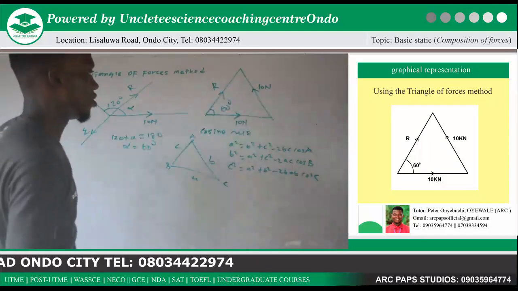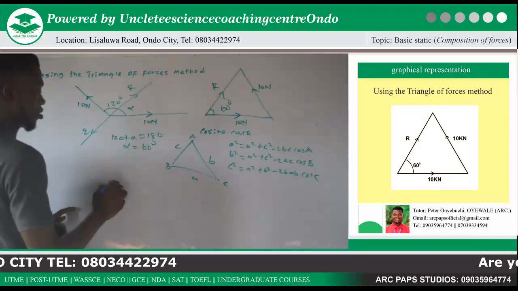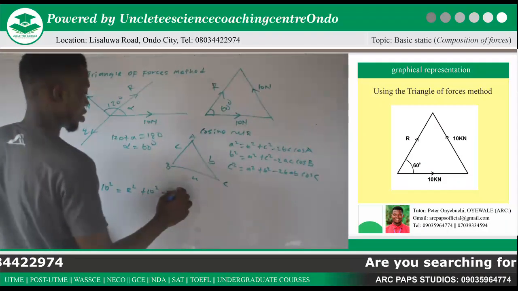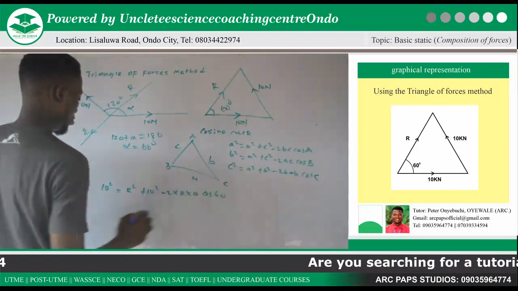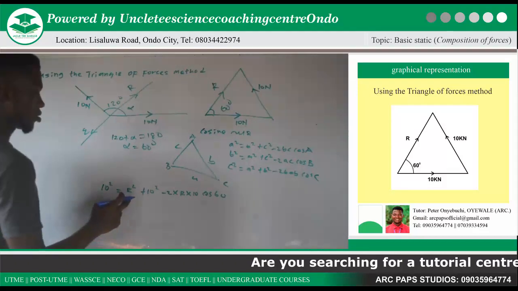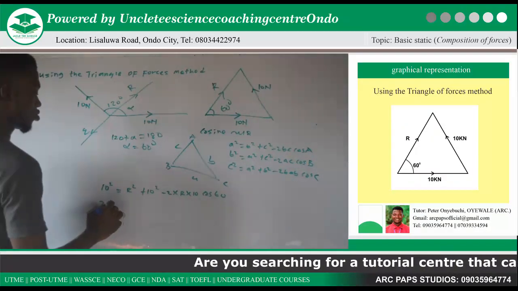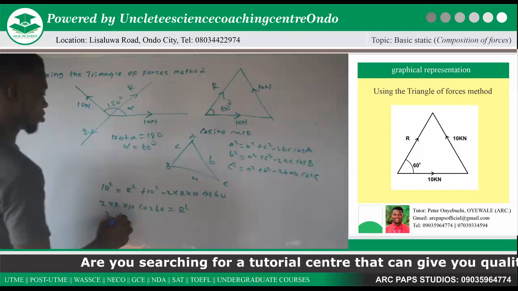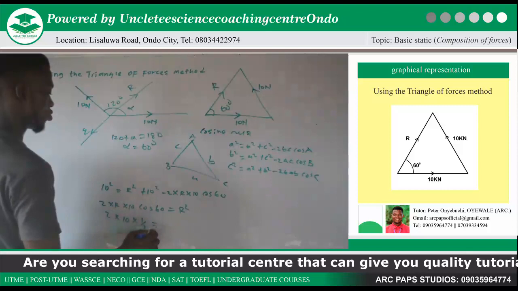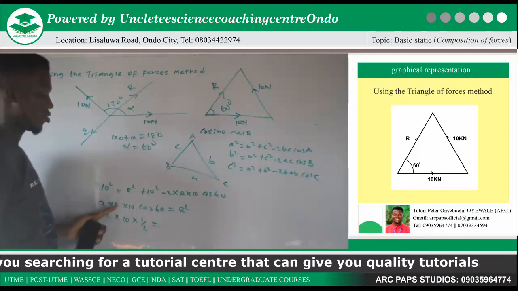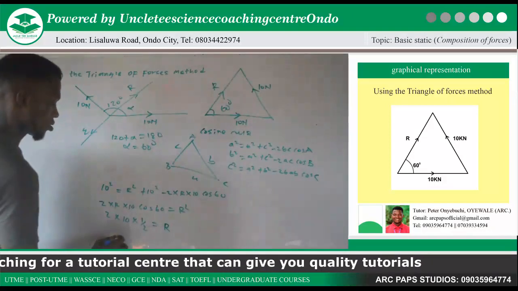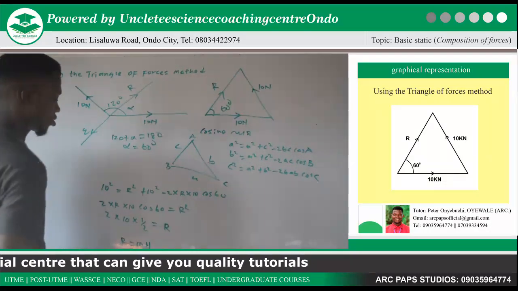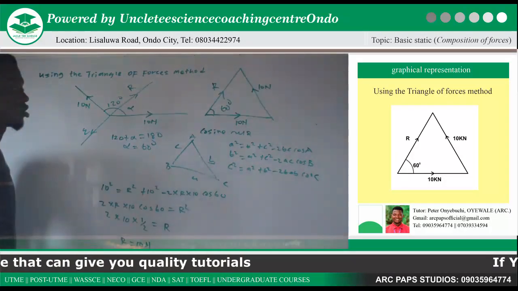So I'm going to be using the idea of this. Now, 10 squared equals r squared plus 10 squared minus 2 times r times 10 cos 60. Now 10 squared minus 10 squared is 0. We bring these to the other side. 2 times r times 10 cos 60 is equal to r squared. Cos 60 is 1 over 2. If we remove one r from this, it will give us our resultant. The 2 cancels the 2, so r is 10 times 1, which is 10 Newton. That is the value of our resultant force using the triangle of forces method.